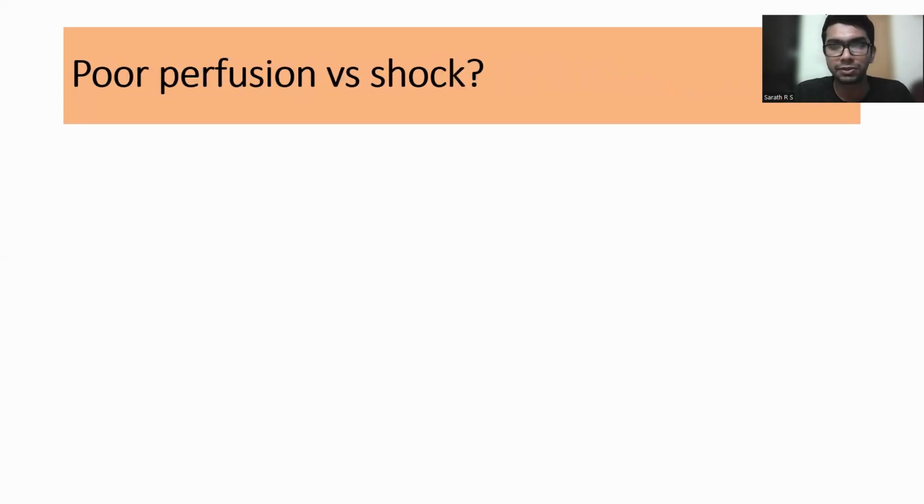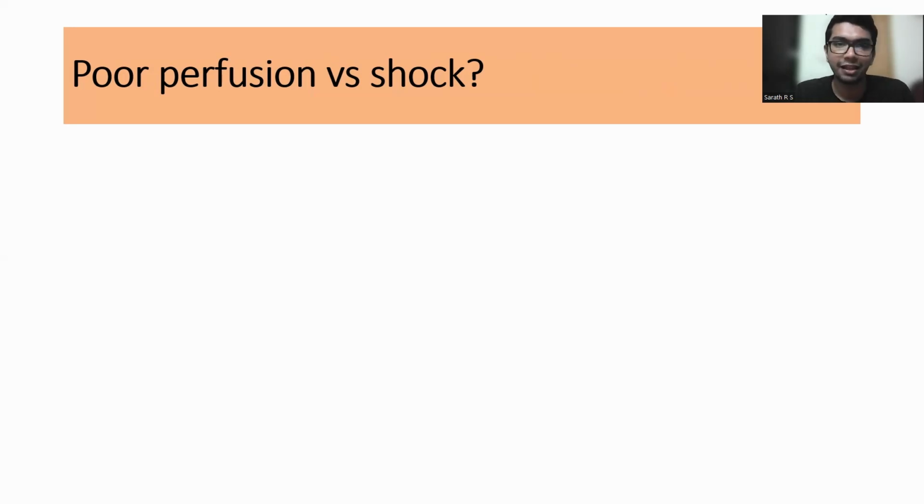Poor perfusion versus shock. Previously, if you remember, I told you that if there is poor perfusion, you have to give a 20 ml per kg bolus. That was over 20 to 30 minutes. If there is shock, you have to give 20 ml per kg as fast as possible. So what is the difference between poor perfusion and shock?